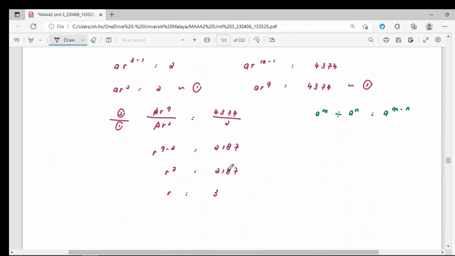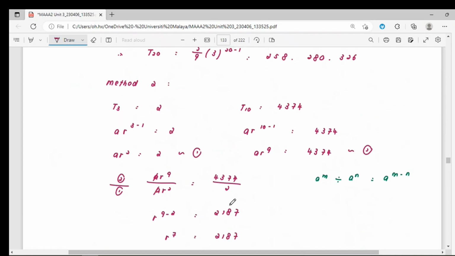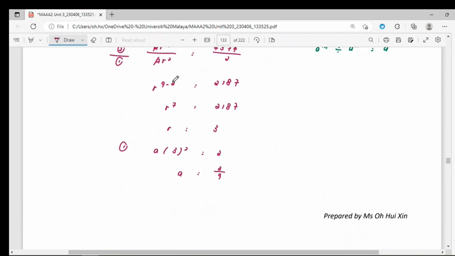So now we can do some substitution. Substitute back into equation 1: AR^2 equals 2. From there, I get A equals 2/9. For the rest of the part, it is exactly the same as the previous one. So that's why T20 equals AR^(n-1), which gives me the exact same value as in method 1.